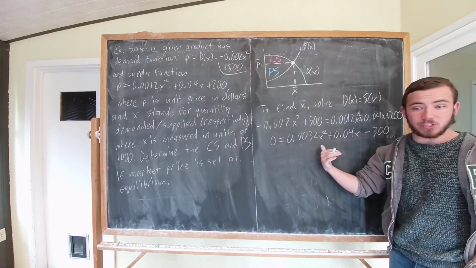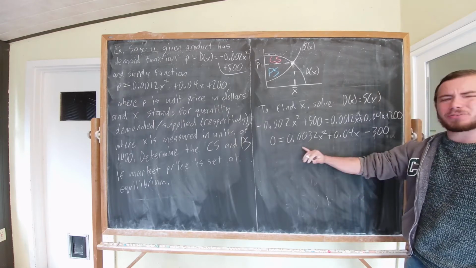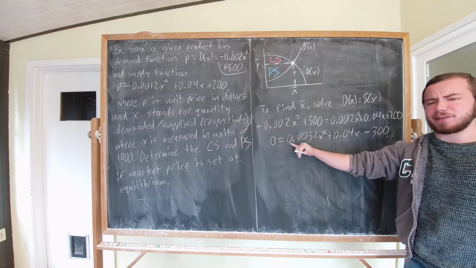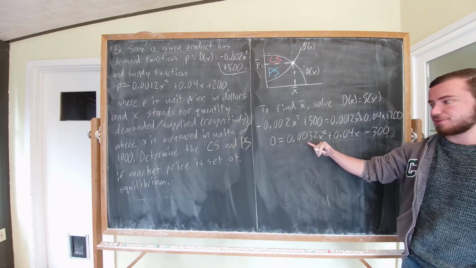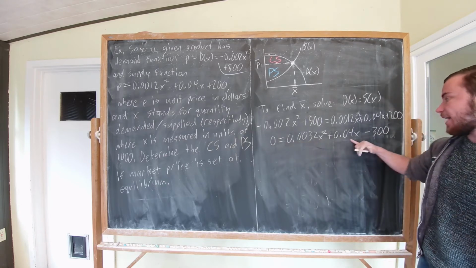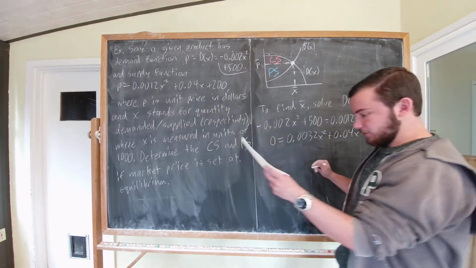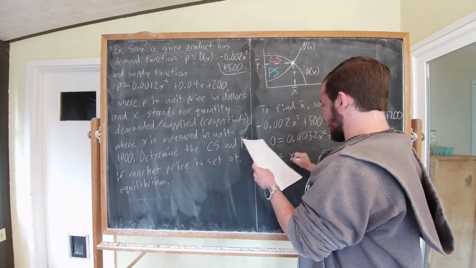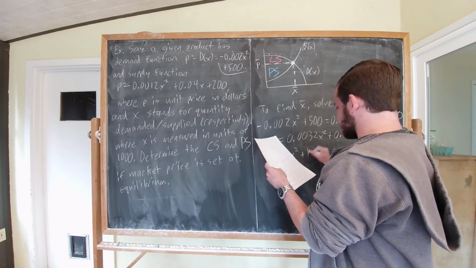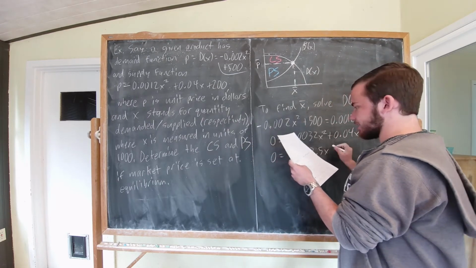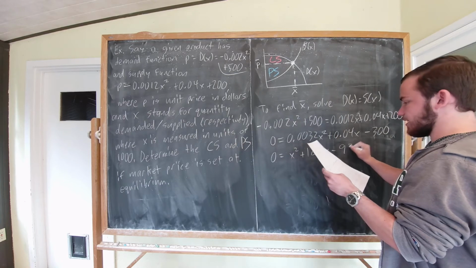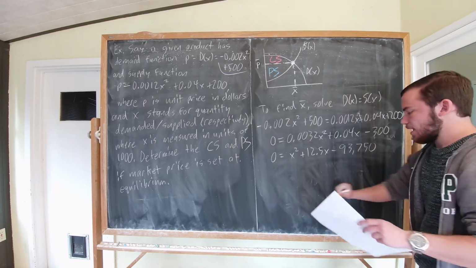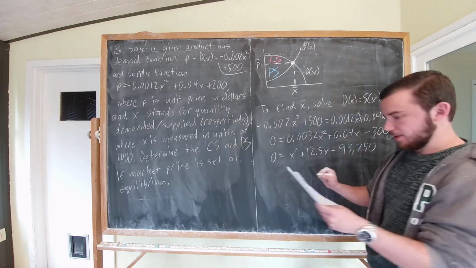We know we can always solve this with the quadratic formula. Just to make our lives a little bit simpler first, let's divide everything by this leading coefficient of 0.0032. So I'm going to divide that, that, and that. And if you do so, you'll end up with 0 is equal to x squared plus 12.5x minus 93,750.